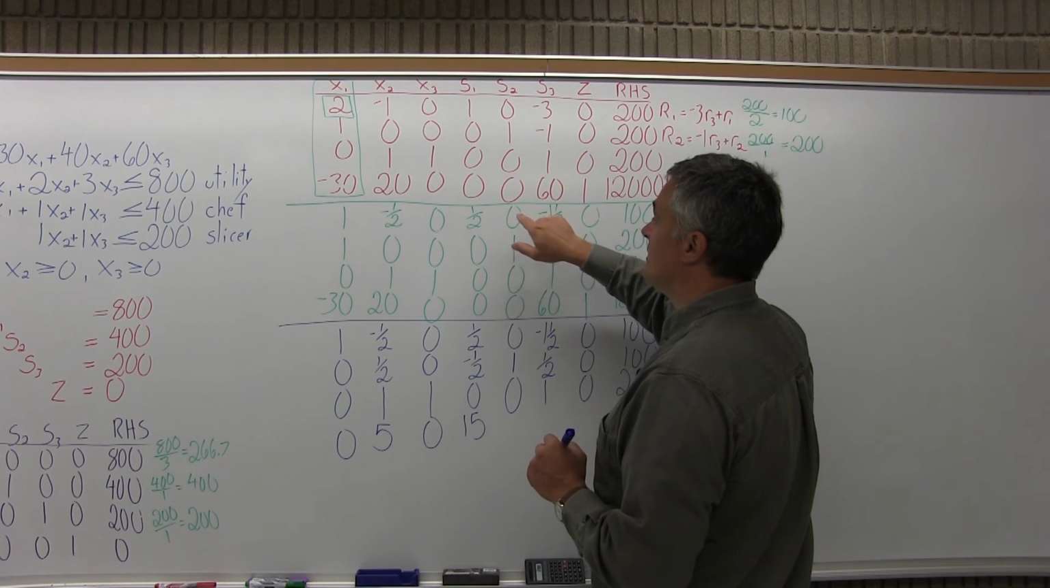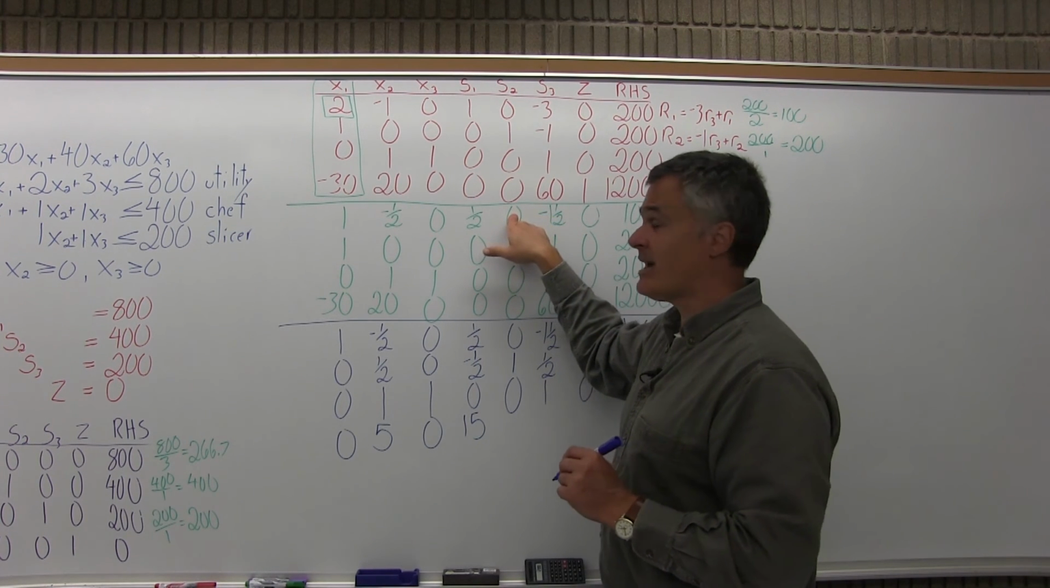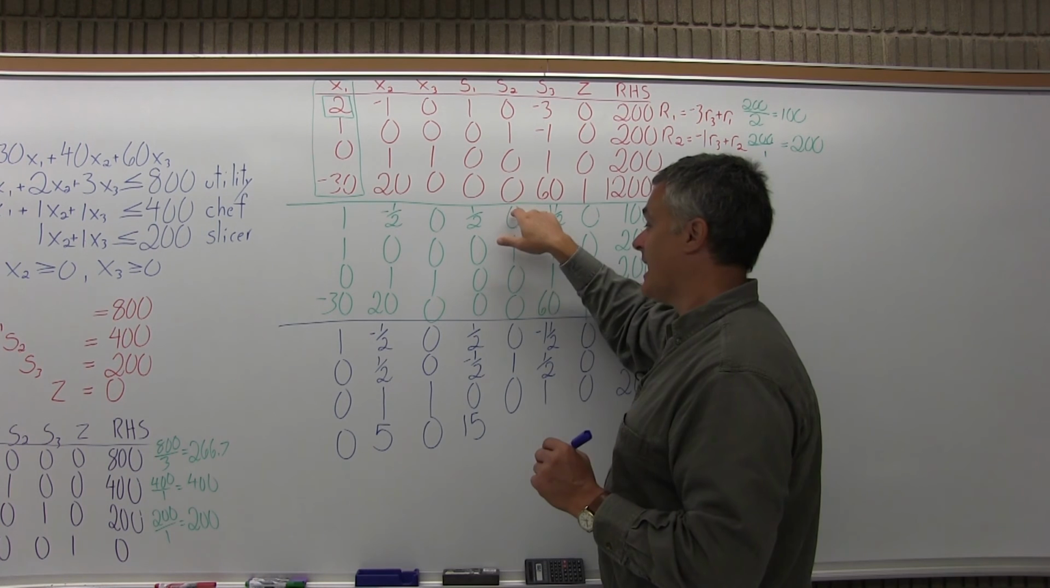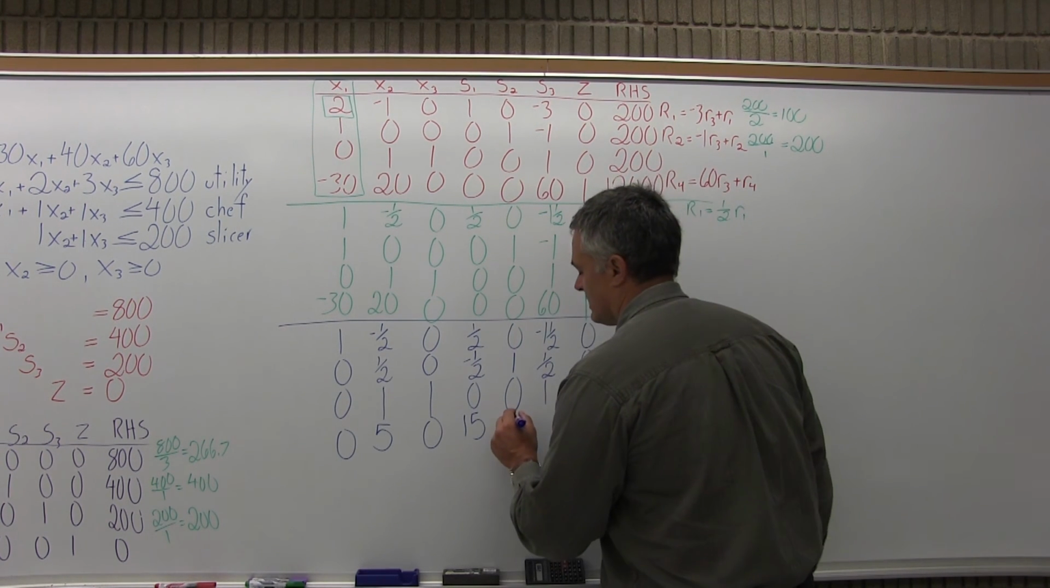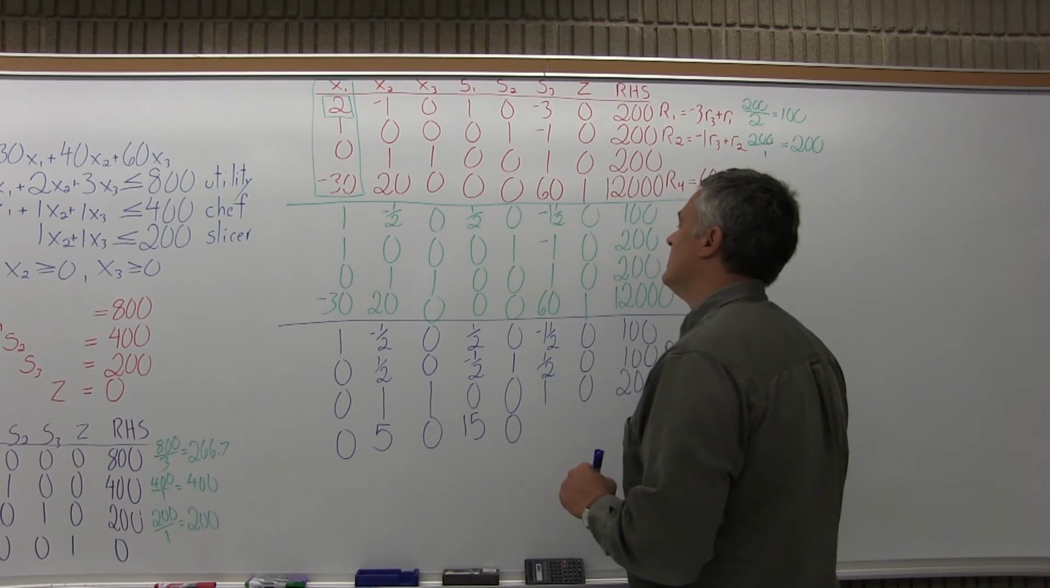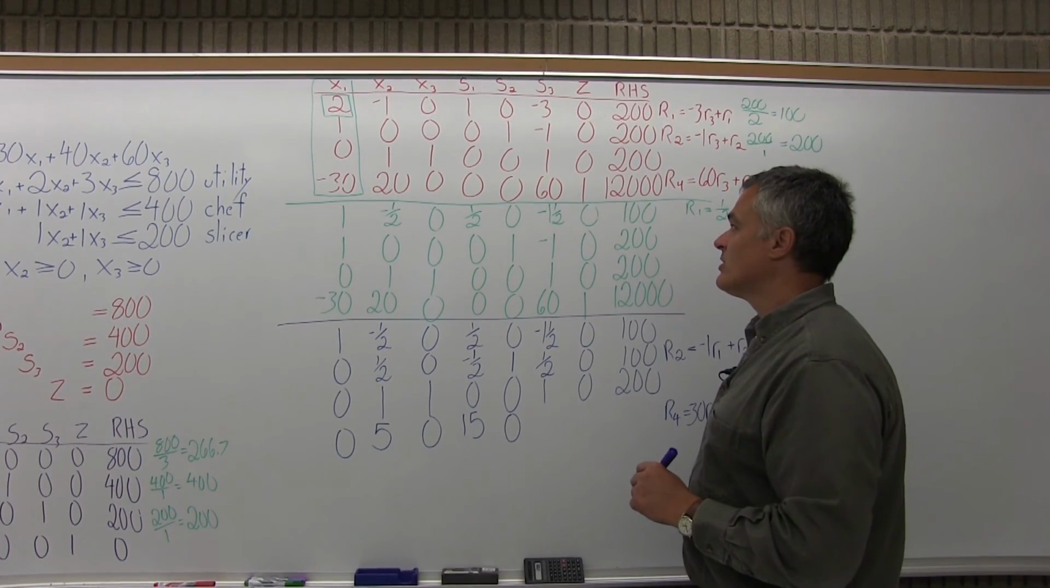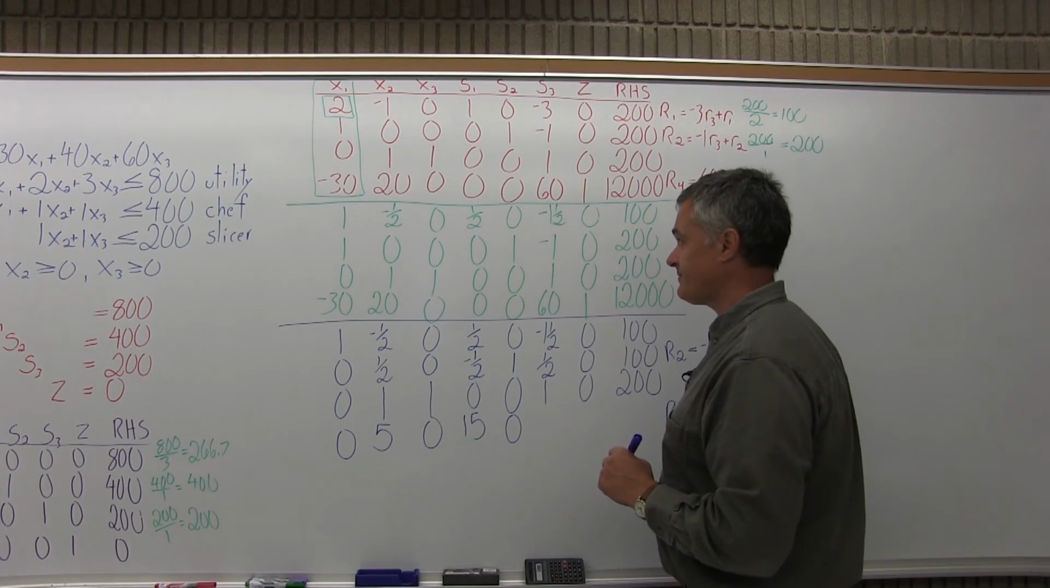So I'm going to do 15 times row 1 is 15 times 0, which is 0. I'm going to add that result to row 4. So I'm going to add 0 plus 0. That's 0. Now the next column is the only one that could possibly give me some trouble.